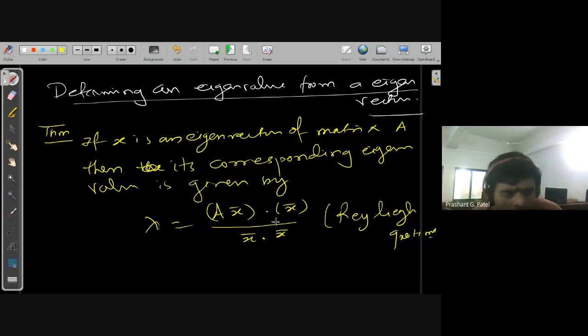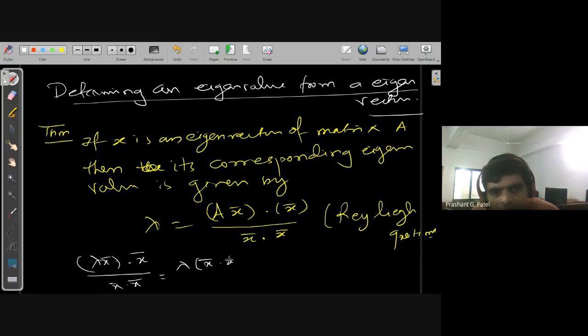It is easy to see why this works, because if X bar is an eigenvector, then A x bar is lambda X bar. Dot product with X bar upon X bar dot X bar. Lambda is a constant quantity, so we take it out from this, the X bar dot X bar cancels, and we have lambda. So it is just a one-line proof that this quotient gives me the value of lambda.